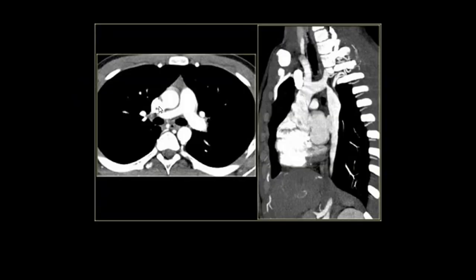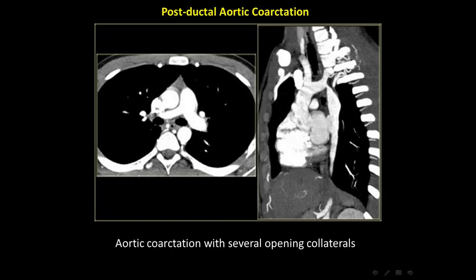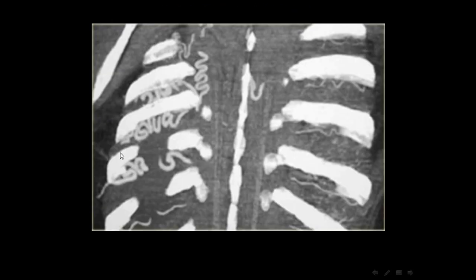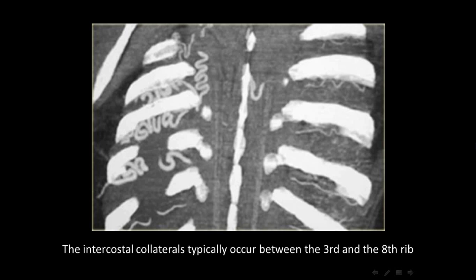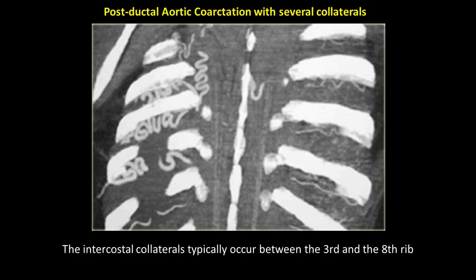Let's have a look at this image. This is axial CT. This is sagittal view. Here we can see the ascending and descending aorta, right? But if you notice, distal to the left subclavian, there is this narrowing of the descending aorta. And there are these collaterals opening. So this is a case of postductal aortic coarctation with several collaterals. The collaterals are usually between the 3rd and 8th ribs.